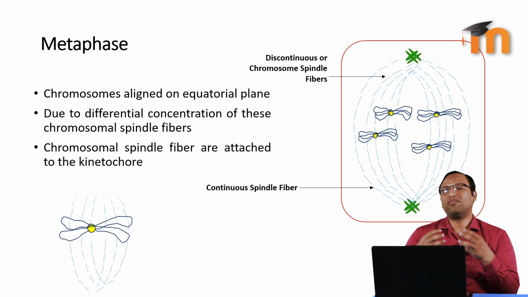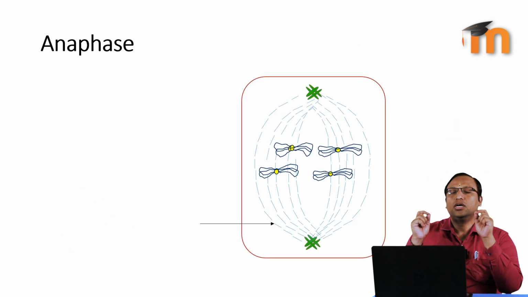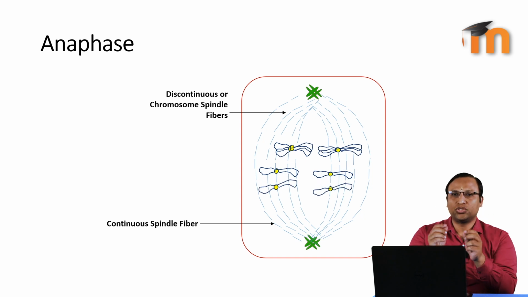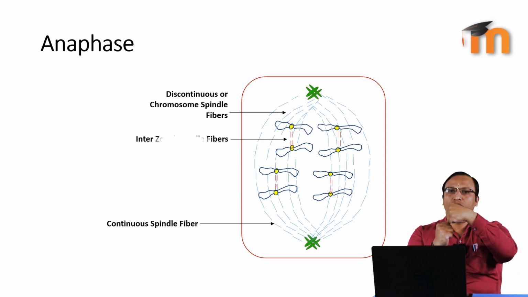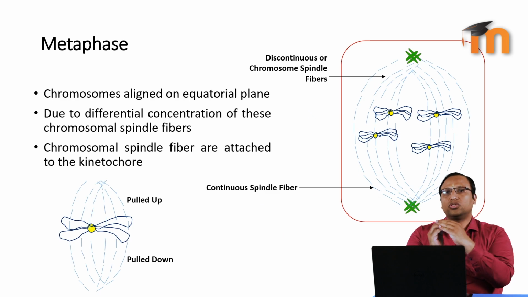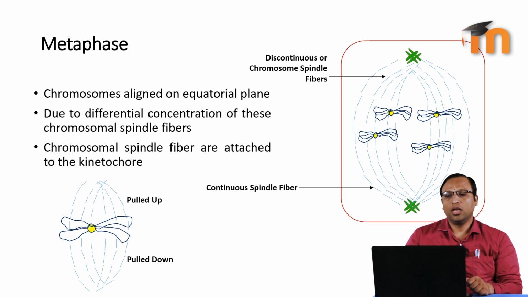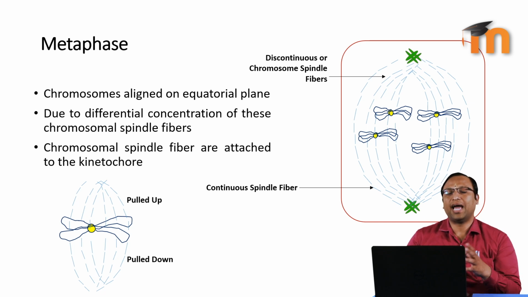In metaphase, the chromosomes align in the equatorial plane. Once they have aligned, the spindle fibers attach to the kinetochore of the chromosome. Once they are attached, they are pulled towards the opposite poles. The two chromatids which are intact, in a sandwich manner, are going to be pulled in the opposite direction. Once this process is completed, they enter the most important part of mitosis, that is called anaphase.